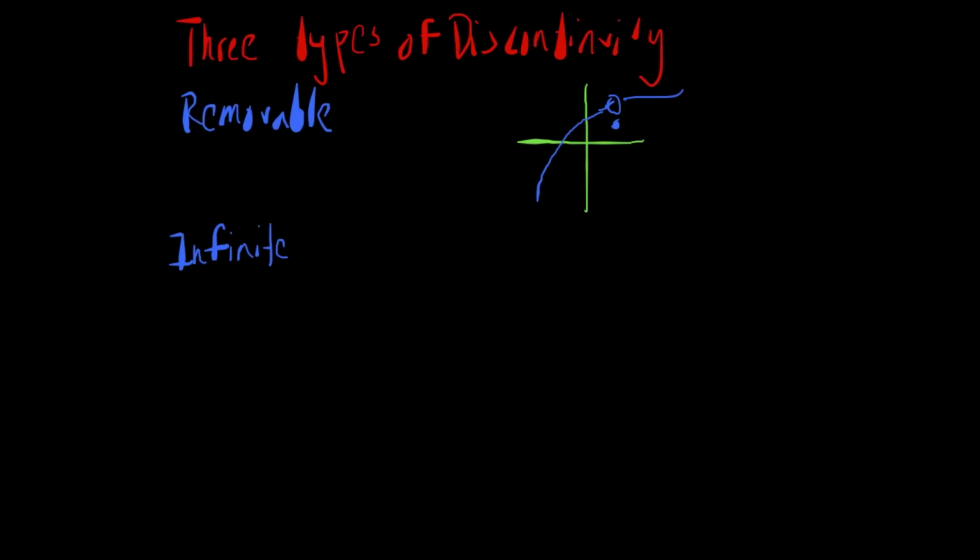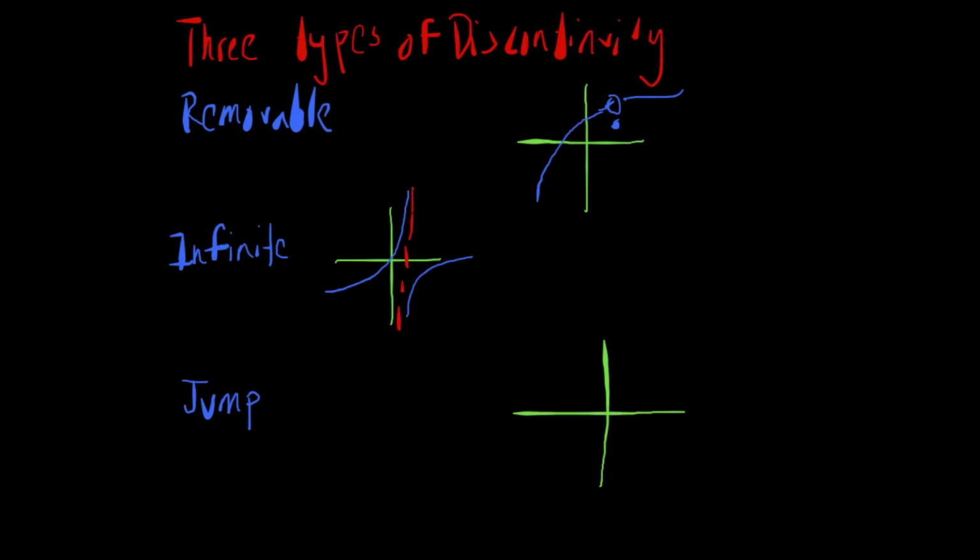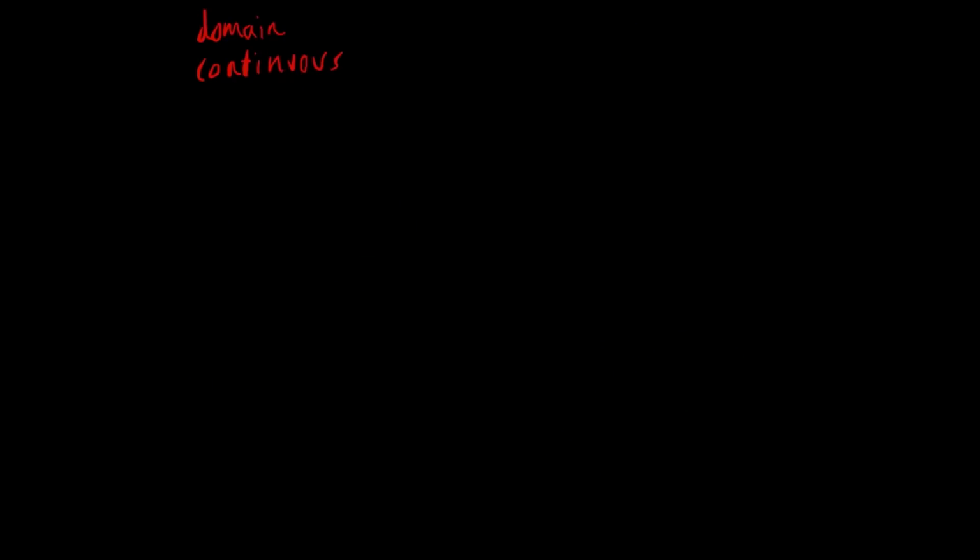Infinite discontinuity occurs when as x approaches c from the left or right, it is equal to negative or positive infinity. Jump discontinuity is where one two-sided limit does not exist, but two one-sided limits do exist but are different values. An example looks like this. Those are the types of discontinuity. Now we're going to go back to the key terms.